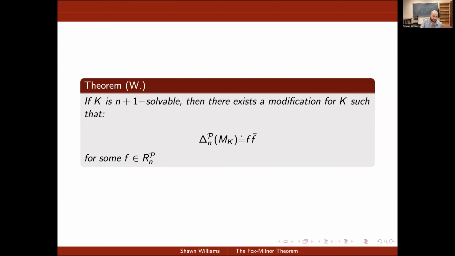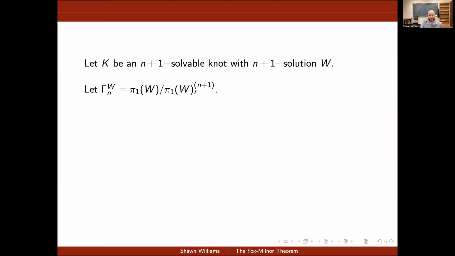So to do this, I'm going to actually prove the factorization first in a simpler case. Not an easy case, mind you, but a simpler case. And this is going to be the case where I take my coefficient groups from the n+1 solution. So if I have an n+1 solvable knot and an n+1 solution W, I'm going to get these coefficient groups Gamma n W. These are going to be the quotients of the fundamental group of W by the n+1 rational derived subgroup.